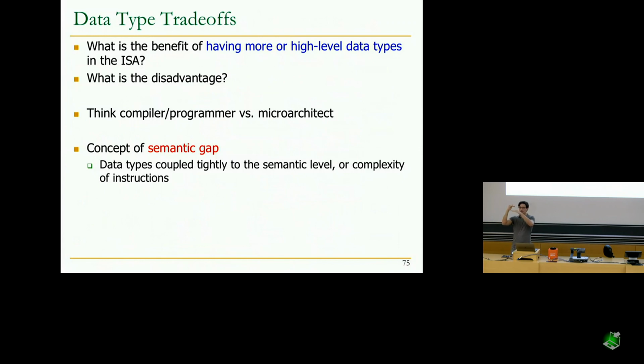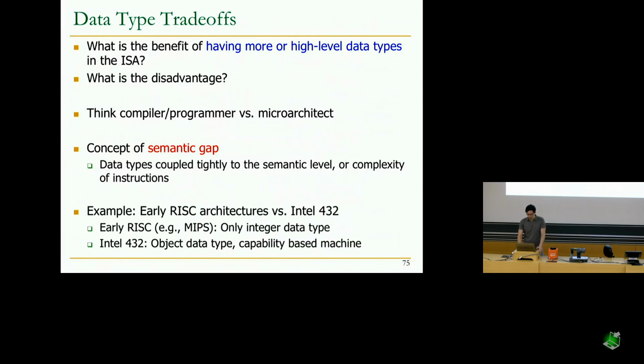This means, in the case of the data types, that you have many different data types that can be directly used by the compiler or by the programmer when going from the high-level language to the ISA. If the semantic level of the ISA is lower, if you have very few data types, then the semantic gap will be longer. But again, it's a matter of trade-off between the effort that the compiler or the programmer has to do and the effort that the microarchitecture designer has to do.